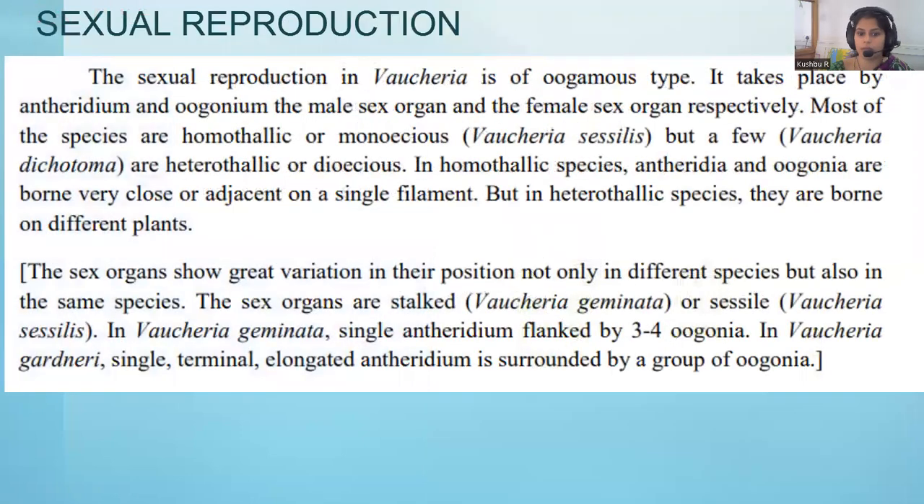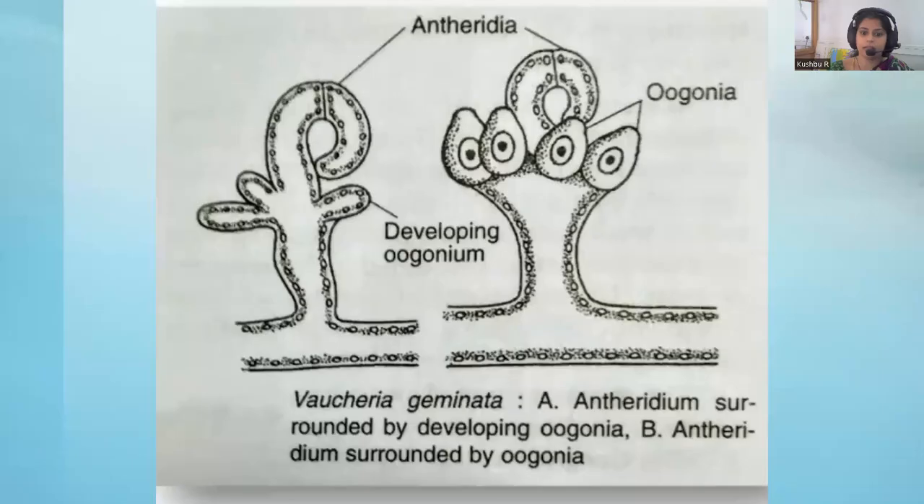Going ahead with the sexual reproduction, which is a highly evolved form, it is oogamous in nature, where the morphology of the sex organs looks different in male and female. Whether they are monoecious or dioecious, the sexual reproduction remains the same. Here is how the female gametangium looks like. This is the female organ, the oogonium, which is surrounding the antheridium. Around the mature antheridium, there would be 3 or 4 female reproductive organs present.